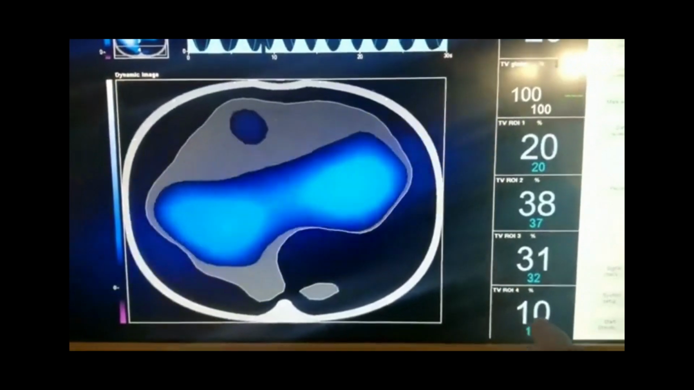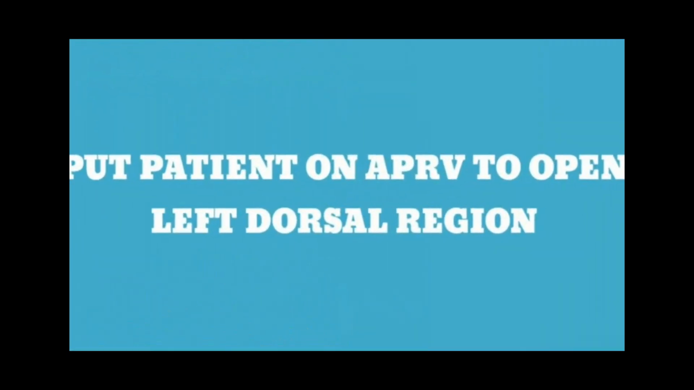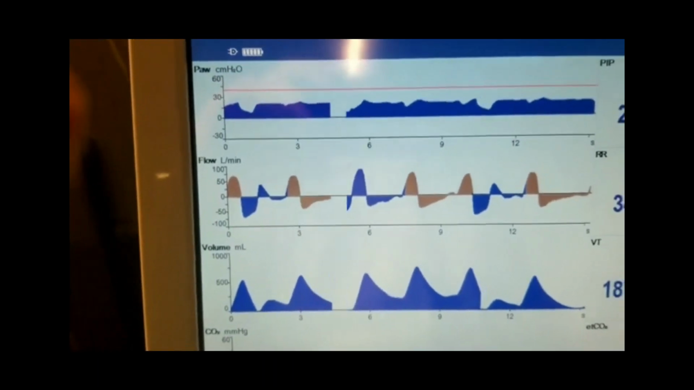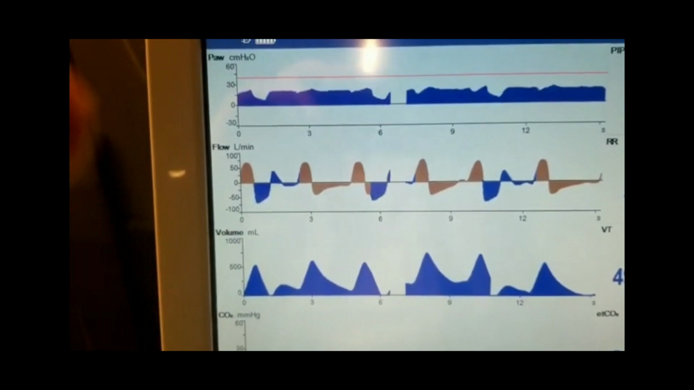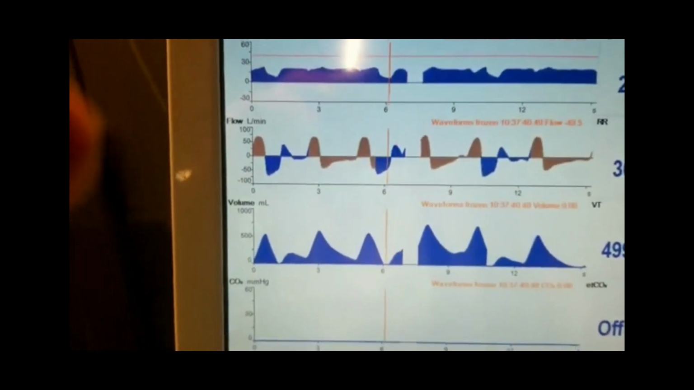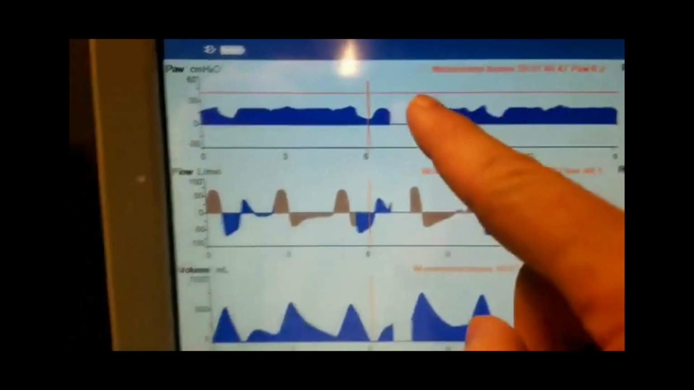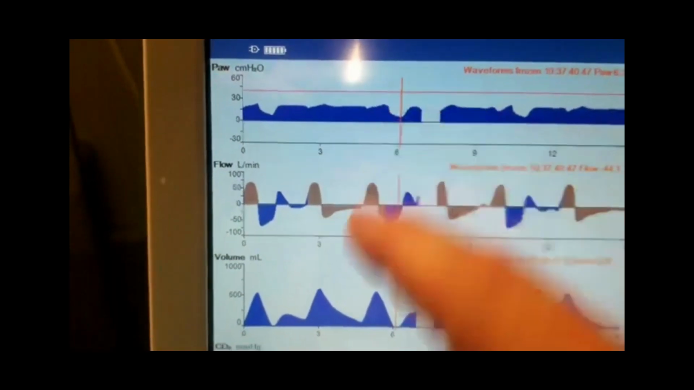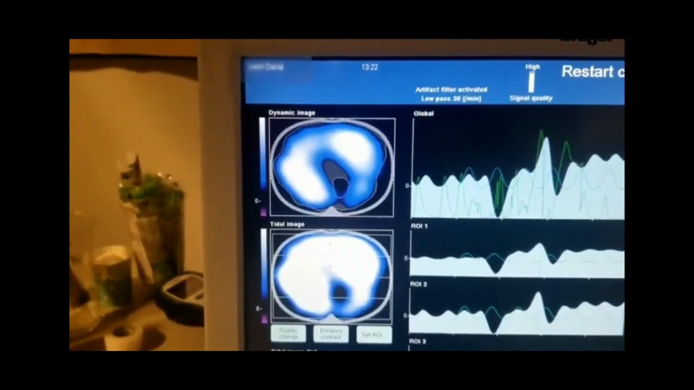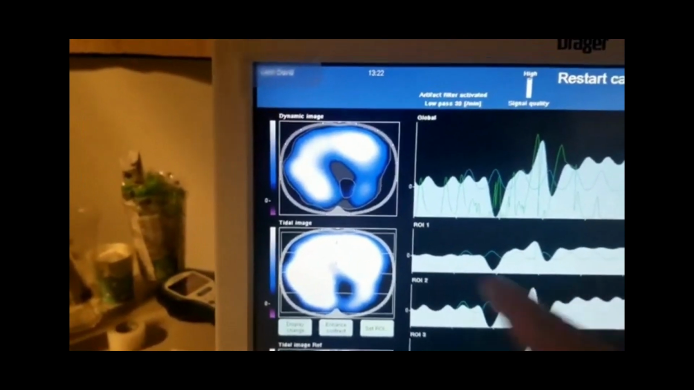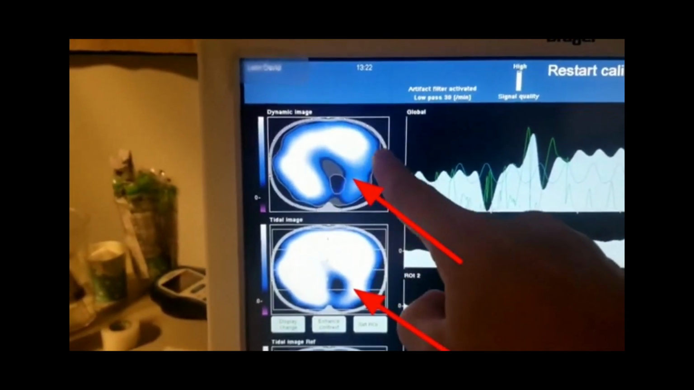So we put the patient on APRV in an attempt to open up the lung. We had some modest settings. The P high was set at 20. We had an initial T high, I believe, at 4 seconds. We were using the auto release option. And this is what the tomography looks like with the APRV. And as you can see, that left dorsal region has completely opened up.